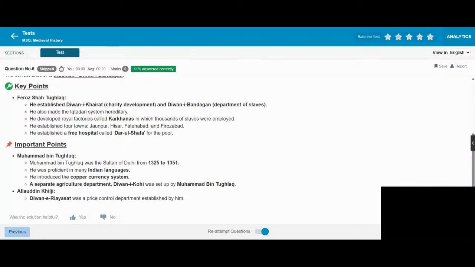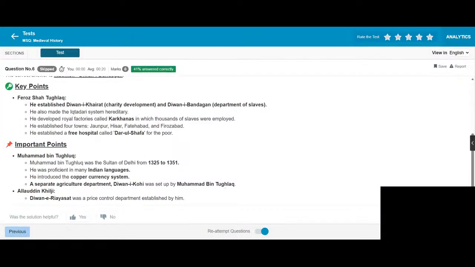Firoz Tughlaq set up Diwan-e-Khairat for charity and development, and Diwan-e-Bandagan, the department of slaves. He also made the Iqta system hereditary. He developed work factories called Karkhanas in which thousands of slaves were employed. He established 4 towns, Jaunpur, Hisar, Fatehabad and Firozabad. He established a free hospital called Dar-ul-Shafa for the poor.